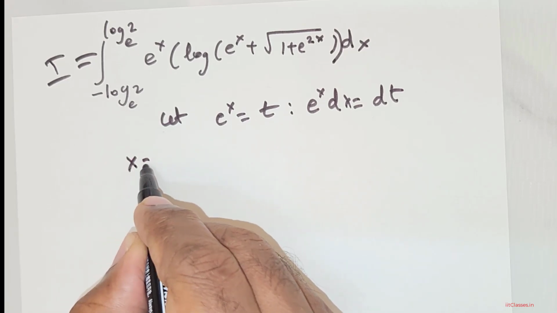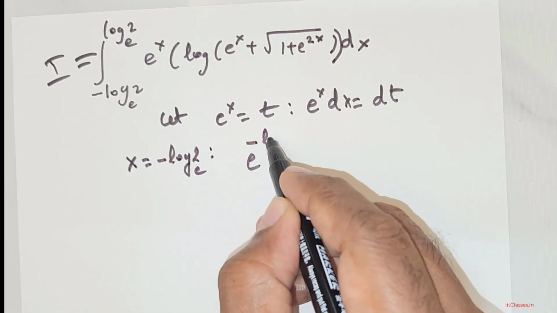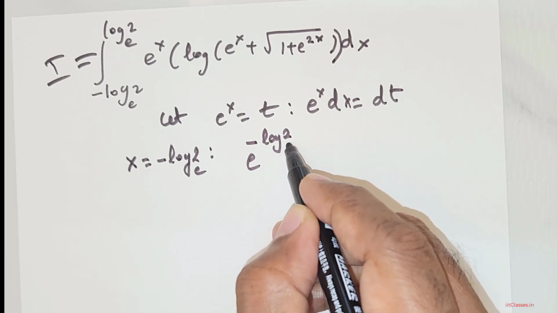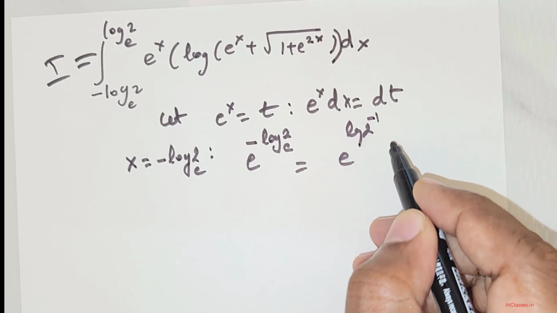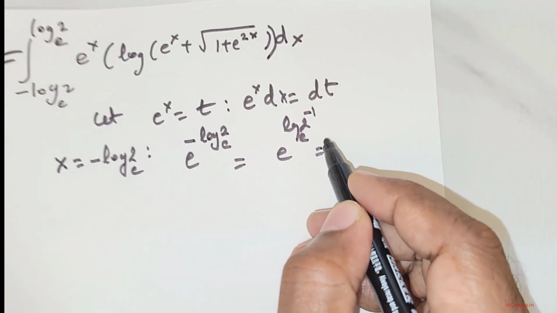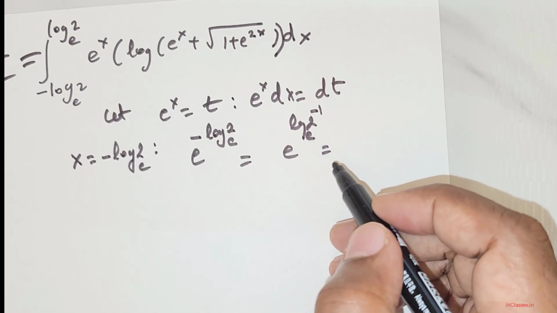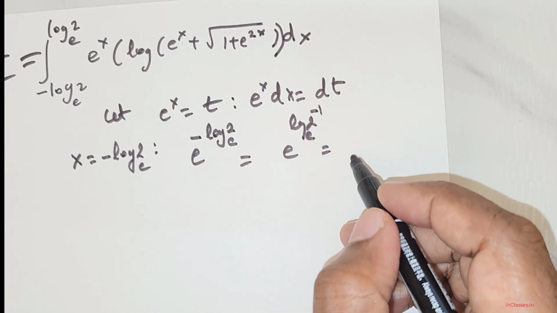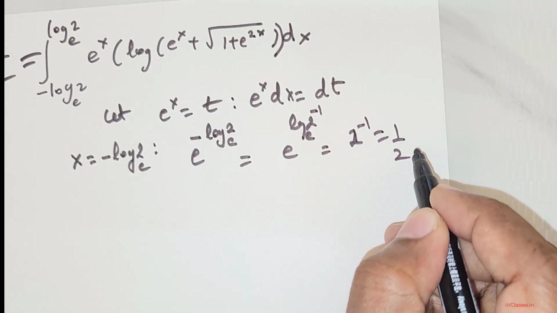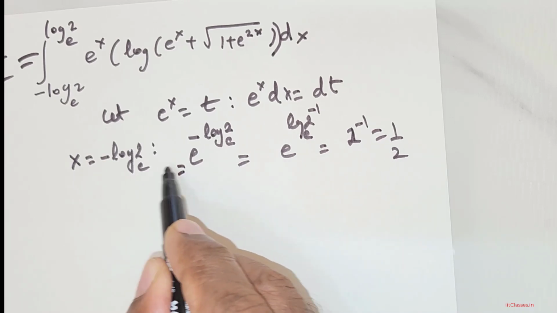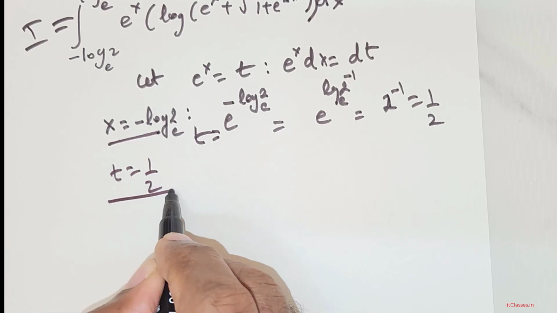So when I have x is equal to negative log 2 to the base e, e raised to the power of negative log 2 to the base e can be rewritten as e raised to the power of log 2 raised to the power of negative 1 to the base e, which is nothing but, because this is already log e, and you have a base to be as e here. So this is going to be 2 raised to the power of negative 1, which is going to be 1 over 2. Now this is the value for t. So when x takes this value, t takes the value 1 over 2.